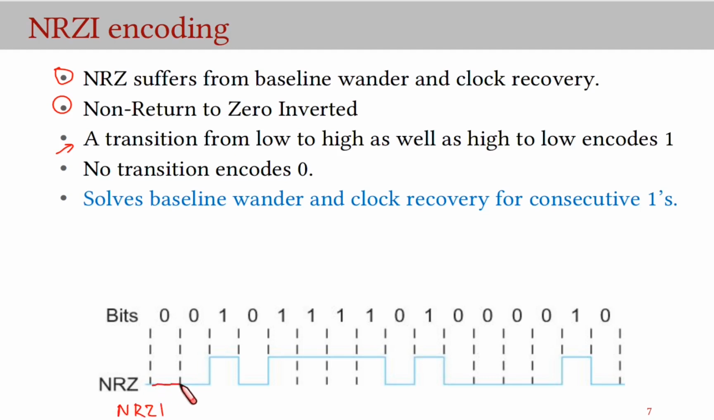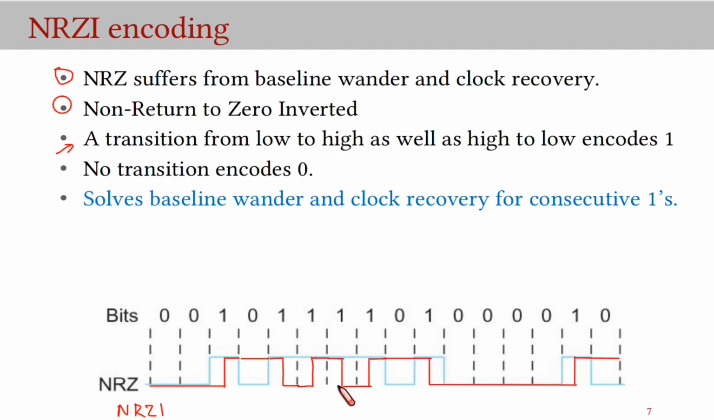The NRZI encoding for 0 starts at low, then another 0, low. When there is a 1, we make a transition, and we make the transition at the rising clock. So the transition is from low to high. And then after 1, there is a 0, so we make no transition. And then 1, we make a transition, so in this case from high to low. And there is another one, so the transition would be from low to high, and so on.